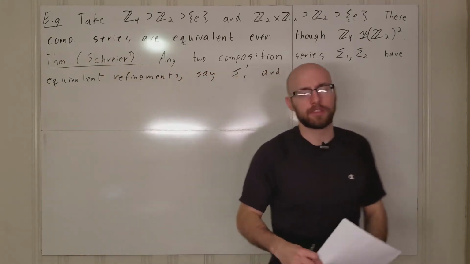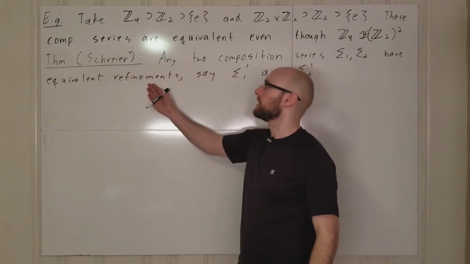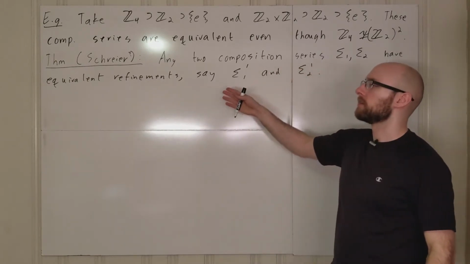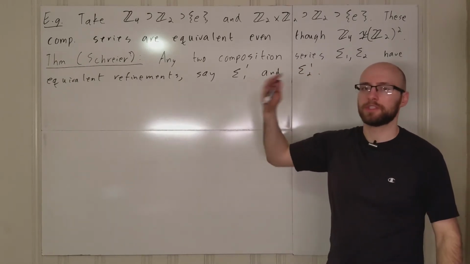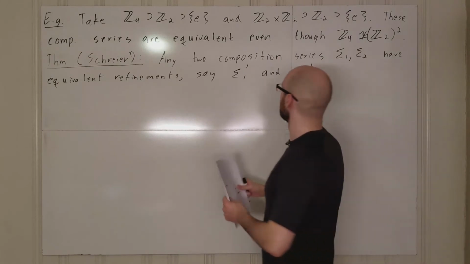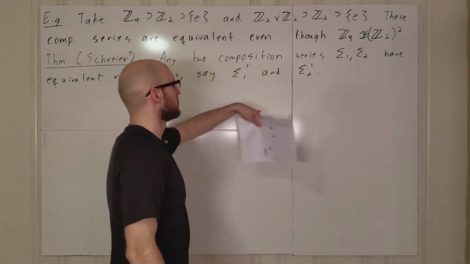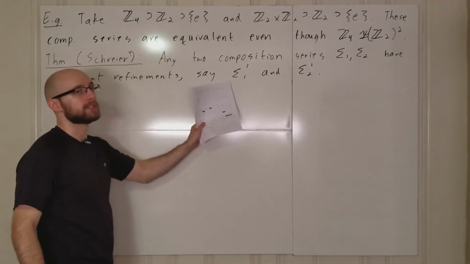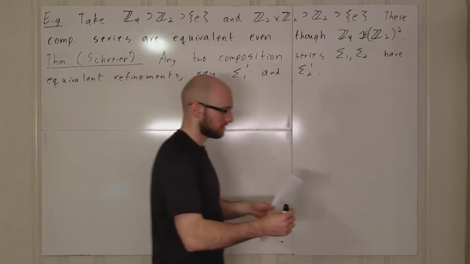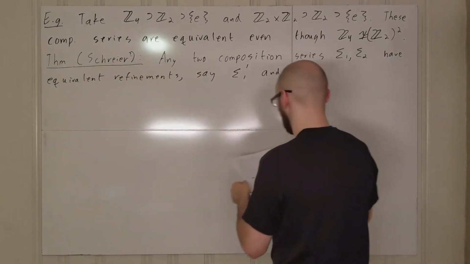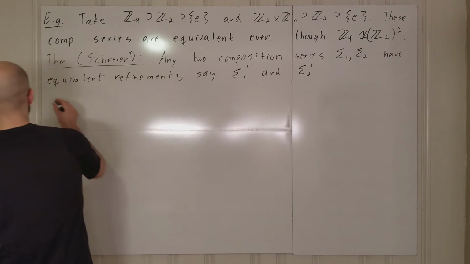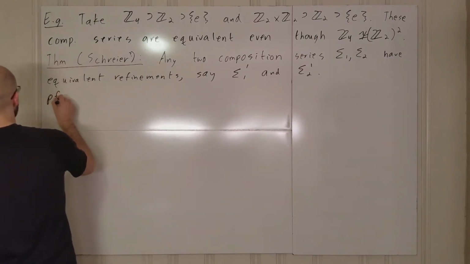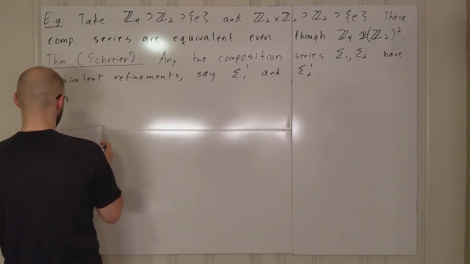When I say a refinement, I mean a composition series which is finer than the given one. So a refinement of sigma 1 is just some composition series which is finer than sigma 1. Okay? So, proof. First thing, let's give these things a little more detail.